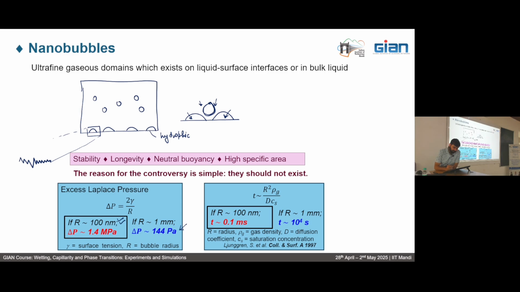Similarly, using the Rayleigh-Presset equation, we can find the time scales for which these sized bubbles should be stable. For a 100 nanometer bubble, the time comes out to be 0.1 millisecond. Yet experimentally, it has been proven that these bubbles exist for not only days but weeks and so on. So what is causing these bubbles to be ultra stable? That is still a controversy, and many researchers are still working on this problem. But that is not the main focus of this lecture. The main focus of this lecture is that these bubbles exist and how we observe them, because they are very small.